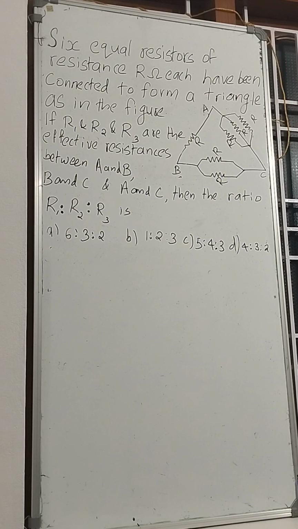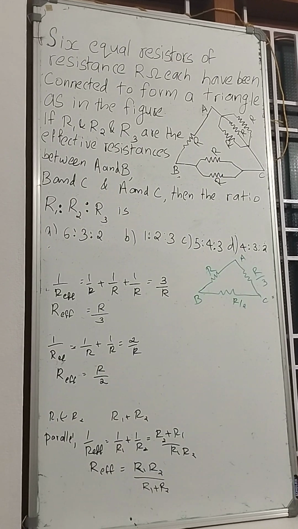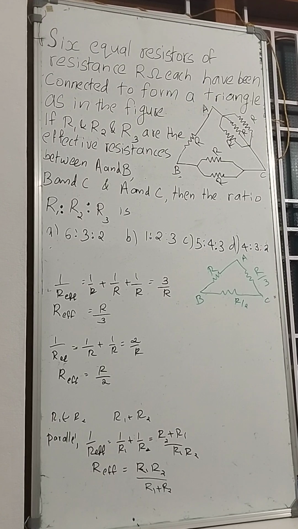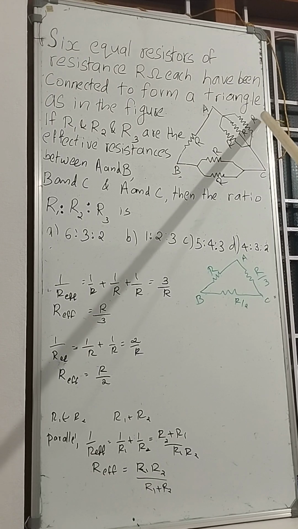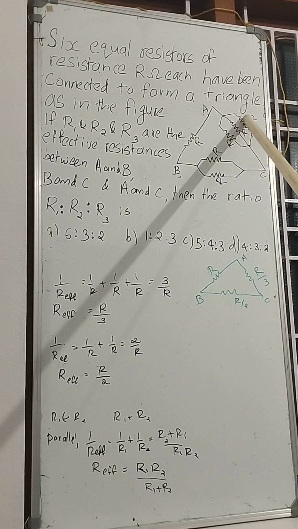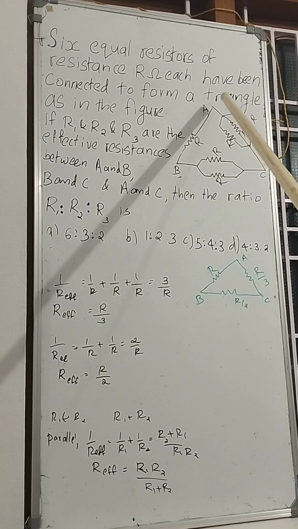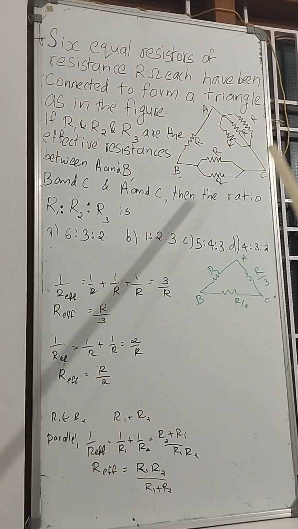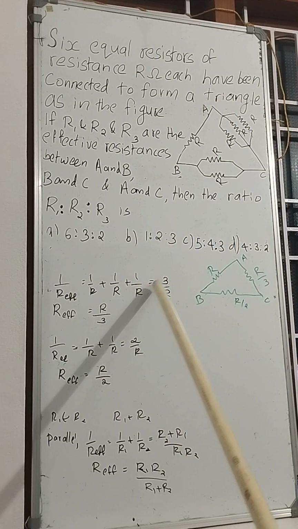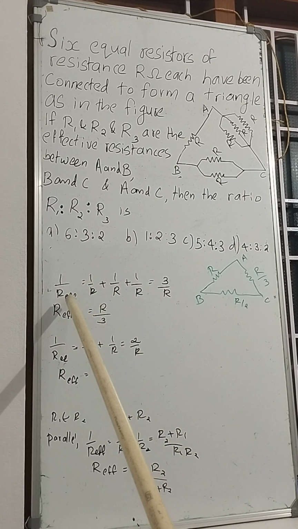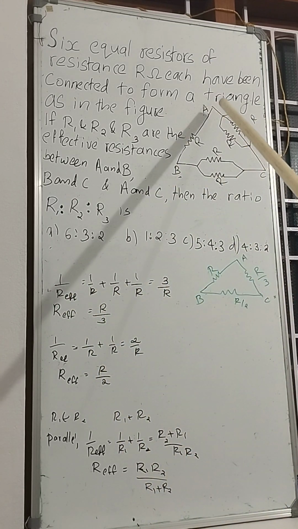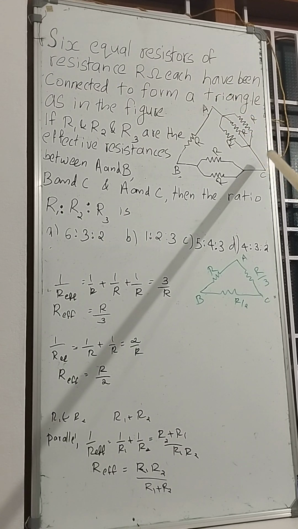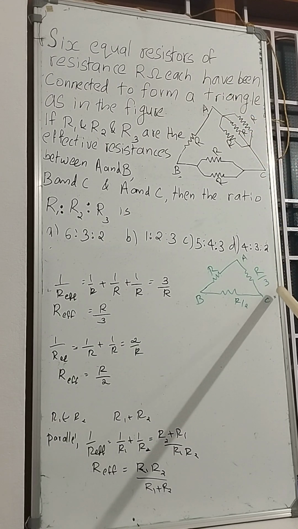Let us analyze the network. In this network, if you are considering the part AC, we know 3 R ohms are in parallel. So the total resistance of the part between A and C alone is 1 by R plus 1 by R plus 1 by R, 3 by R, and 1 by R effective is 3 by R, so R effective is equal to R by 3. So this entire arm AC can be reduced to R by 3.